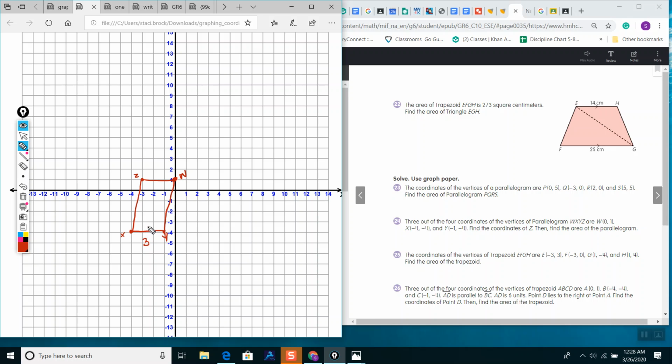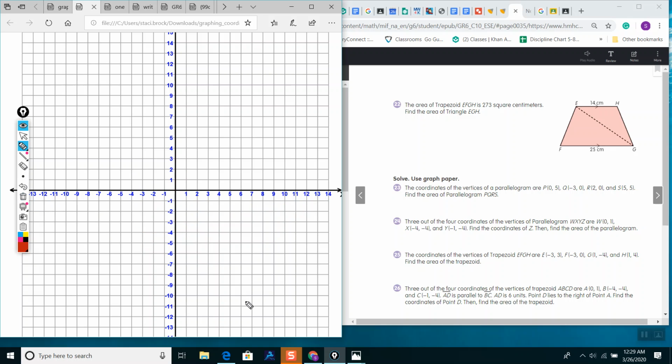And what is my height here? Let's count the spaces. 1, 2, 3, 4, 5. So I have a height of 5. Area is equal to the base multiplied by the height. So my area is base of 3, height of 5, my area is 15. So WXYZ is equal to 15 units squared. Okay, let's go on to 26.